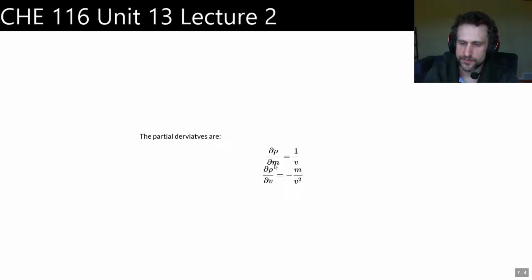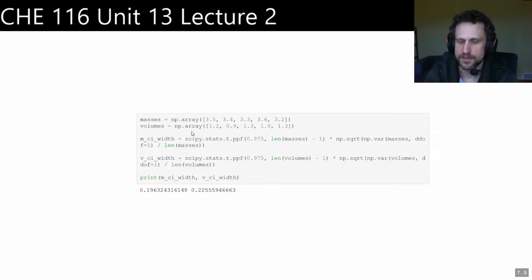So the partial derivative of density with respect to mass is going to be 1 over volume. Then the partial derivative of density with respect to volume is going to be minus m over volume squared, mass over volume squared. So here I compute my 2 confidence interval widths. Here's my mass confidence interval width, and here's my volume confidence interval width. This is like what we had done before. So these are the 2 confidence interval widths.